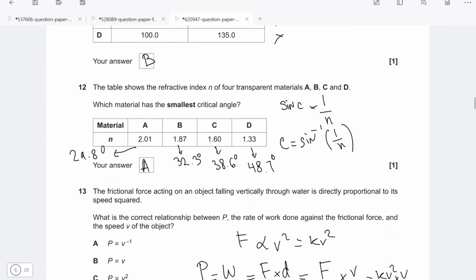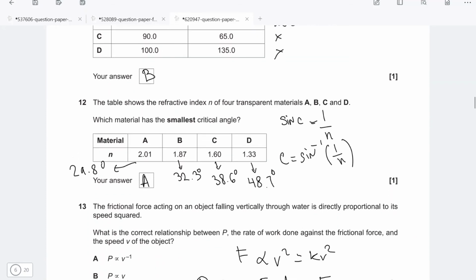So question 12, which is all about the refractive index and the critical angle. The table shows the refractive index of 4 transparent materials, A, B, C, and D. Which material has the smallest critical angle? Well, we're going to use the formula given in your formula sheet. The sine of the critical angle is 1 over the refractive index. Therefore, the critical angle is equal to the inverse sine of 1 over n.